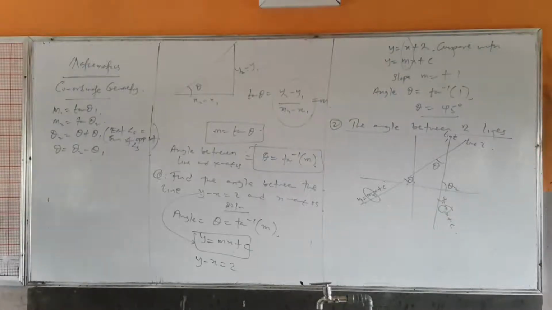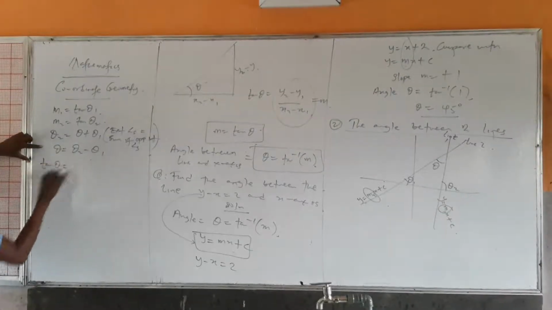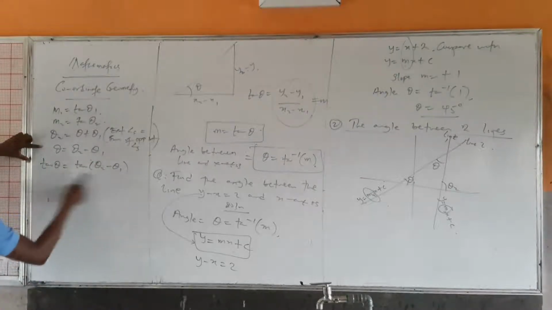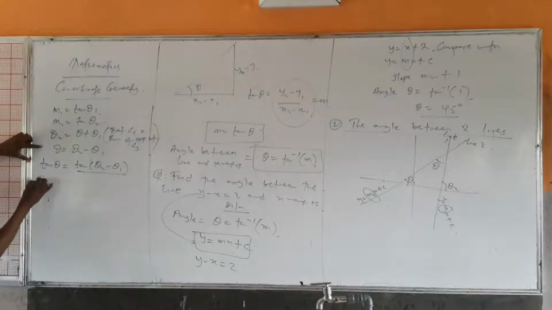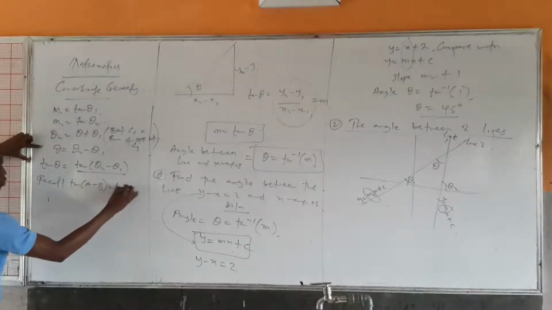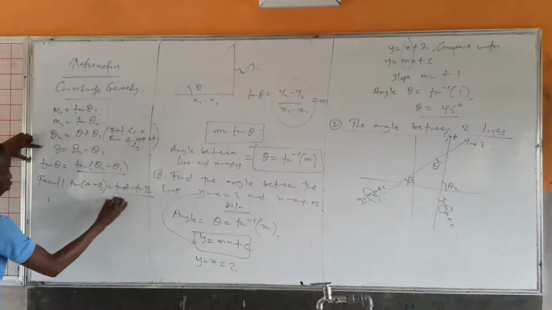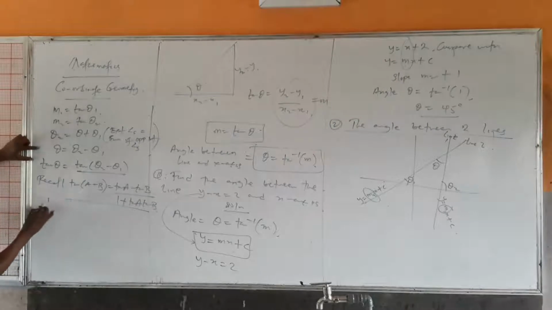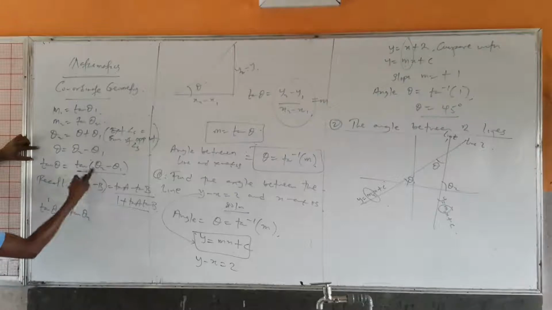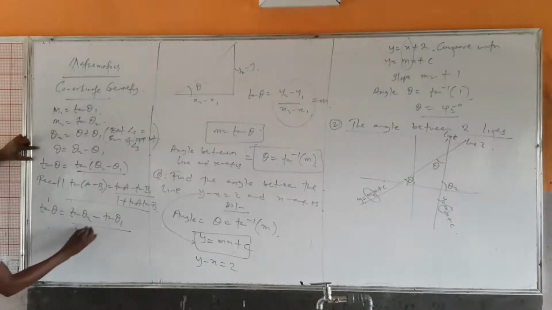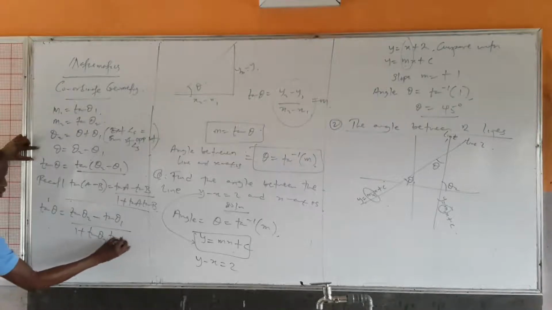So what does that suggest? That simply means the tangent of theta is the same thing as the tangent of theta 2 minus theta 1. So I can apply the tangent rule here. Recall that tan(A minus B) is what? Tan A minus tan B over 1 plus tan A tan B. So I'll apply the same thing here. I have tan theta equal to tan theta 2 minus tan theta 1 divided by 1 plus tan theta 2 tan theta 1.